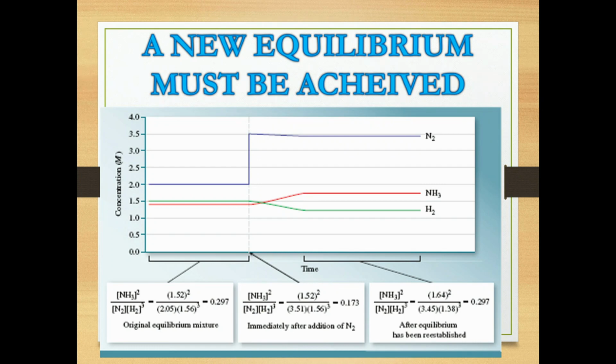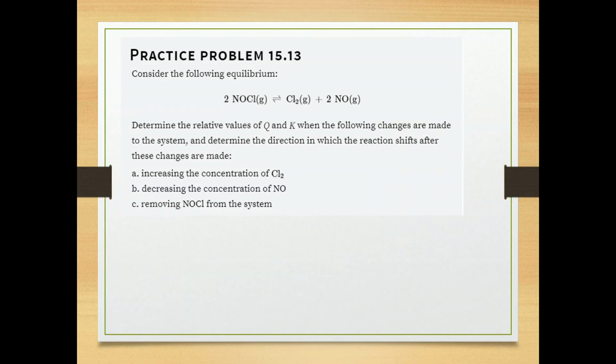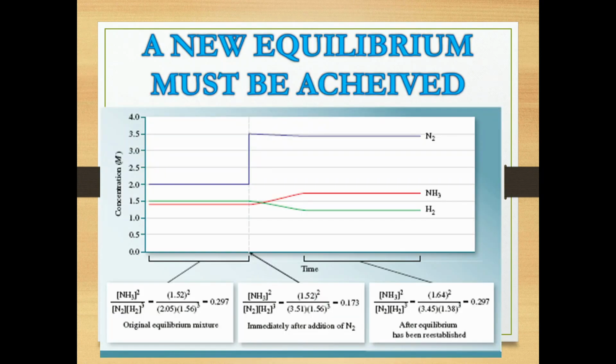And H2 goes down to 1.38. So you can see N2 goes down by a very small amount, but NH3 goes up by quite a bit, and H2 goes down by quite a bit. This is Le Chatelier's principle for adding a reactant. Now, I could do the same thing. I could do the exact same thing.